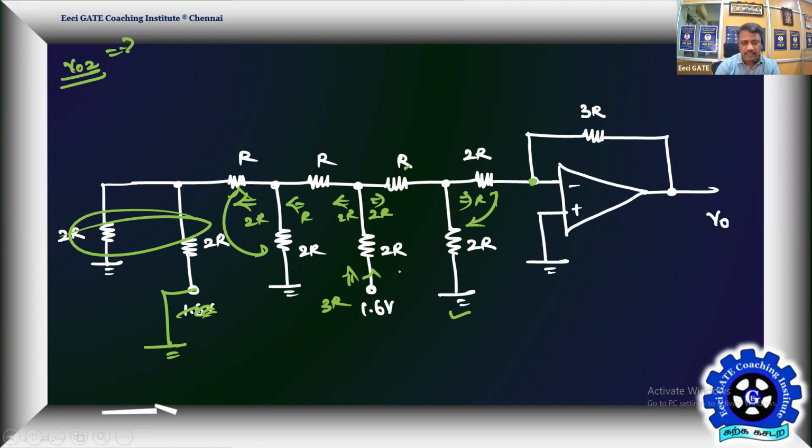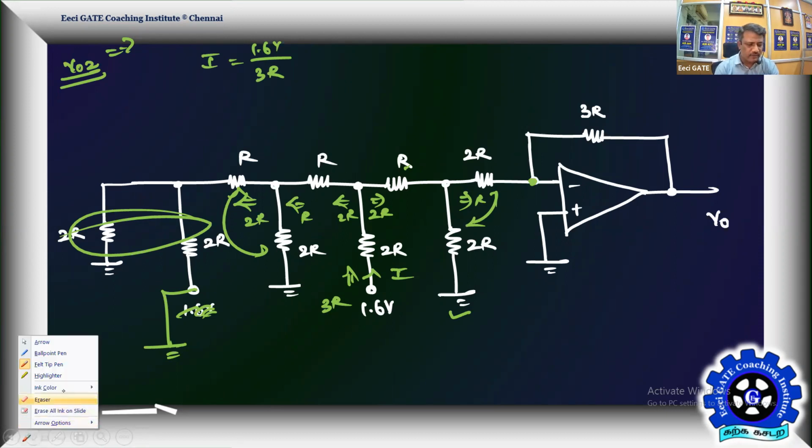So then again the current I. What is the current here? It is again going to be 1.6 volt divided by 3R. That's the current I. And you know very well this is going to get divided now. That's relatively easy compared to the last one because you already got the habit. That habit will help you. This is I by 2 and this is I by 2.